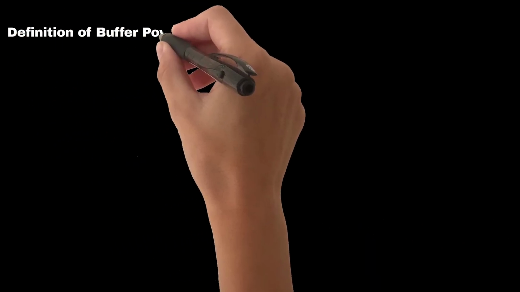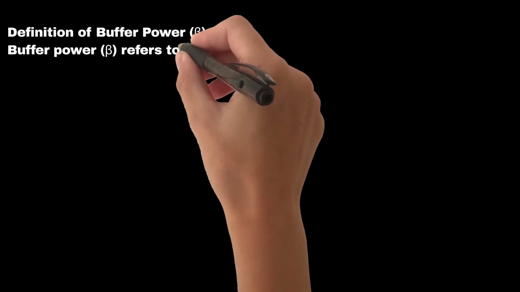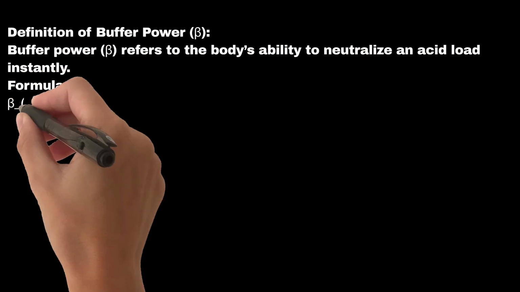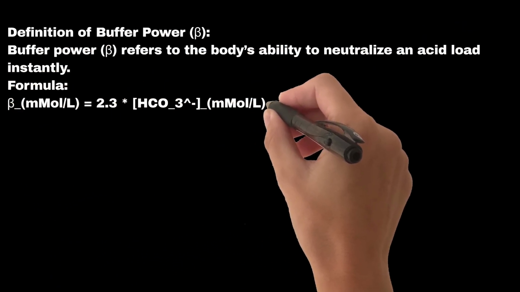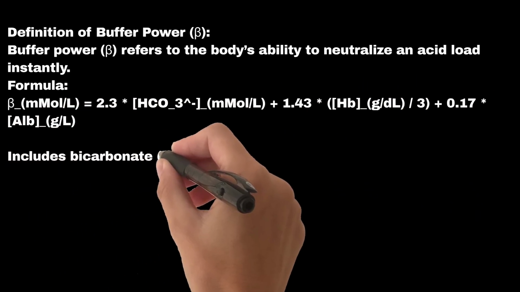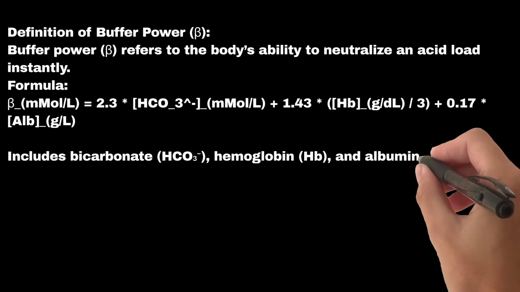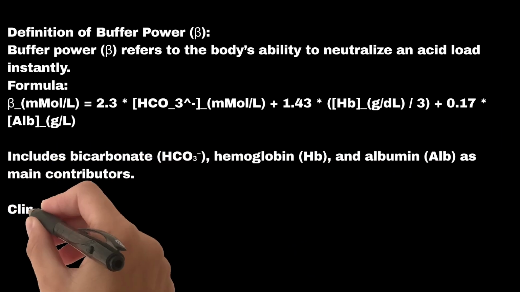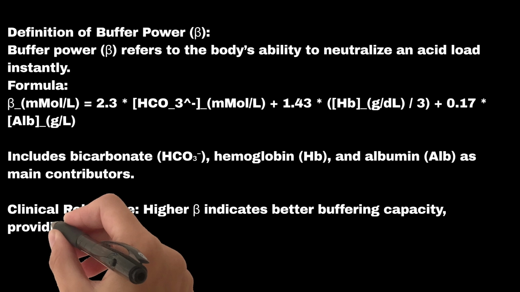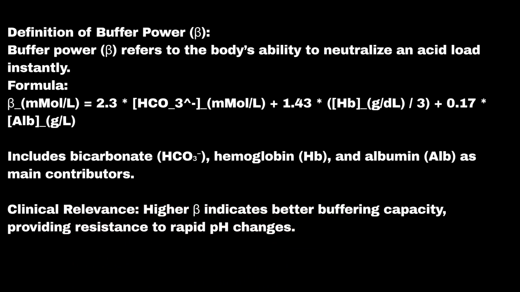Buffer power, or beta, in metabolic acidosis. Definition of beta. Buffer power, or beta, refers to the body's ability to neutralize an acid load instantly. Formula is as shown. Includes bicarbonate, hemoglobin, and albumin as main contributors. Clinical relevance. Higher beta indicates better buffering capacity, providing resistance to rapid pH changes.